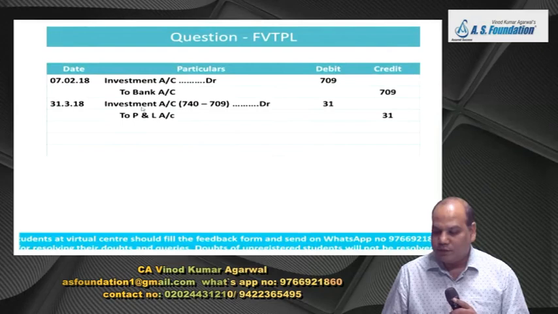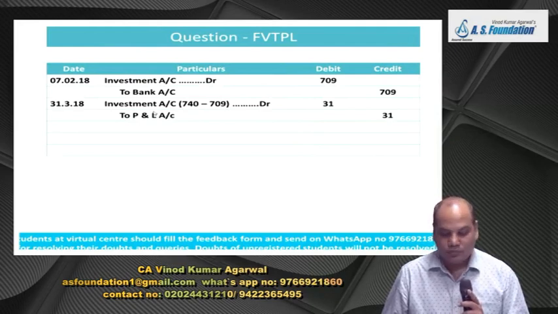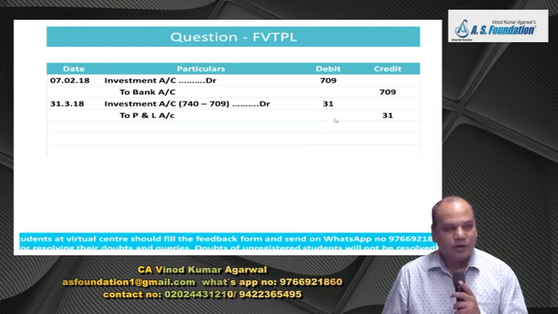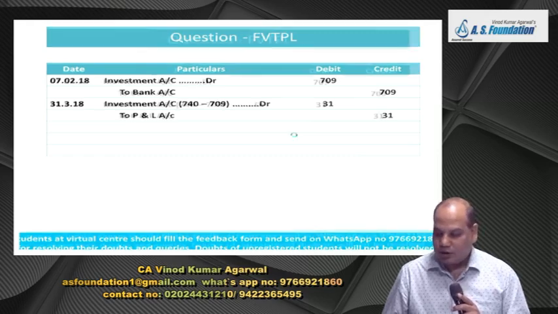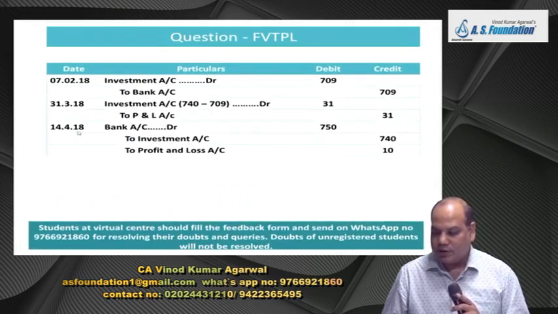And then we'll come to 31st March 18, year ending date. The value of the investment has increased from 709 to 740. Gain or loss? Gain. How much? 31. Entry: Investment account debit to profit and loss account 31. Being revaluation of investment recognized in profit and loss account.